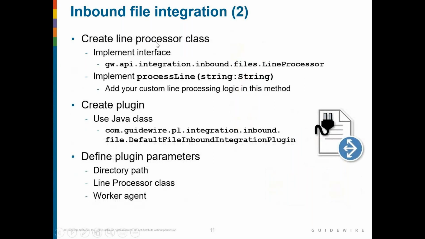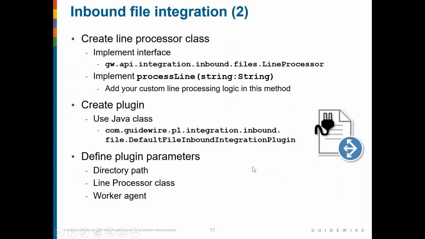So this is how the inbound file integration works. Create a line processor class. This is the line processor, GW API inbound files line processor, process line. Add your custom line processing logic in this method. Create a plugin. Use the Java class, this integration default inbound integration plugin. Define the plugin parameters: directory path, line processor class, the work agent. This is how we need to implement it.